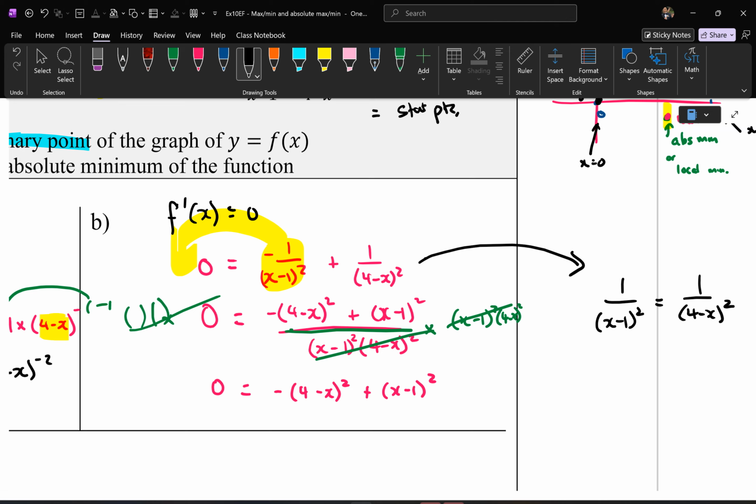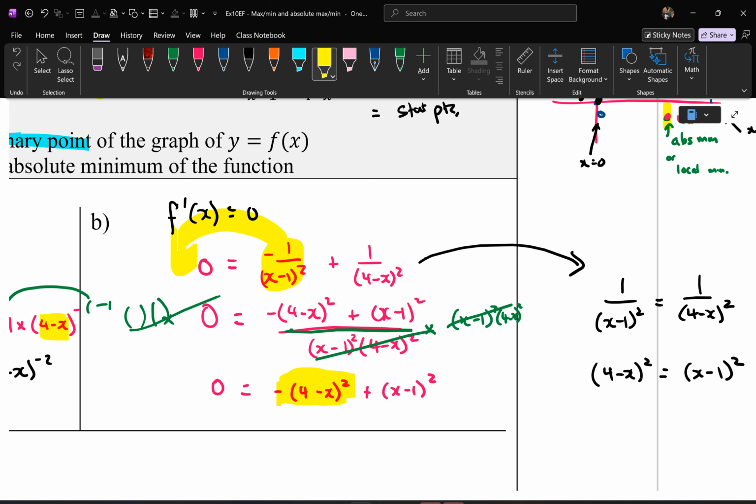Now you can do the cross simplify, and you will end up with 4 minus x squared is equal to x minus 1 squared, which to me is a lot cleaner than this approach. But there's nothing wrong with this approach. It just means you have to be strong with your algebra as you're moving things across. So from here, how do you get my same answer?